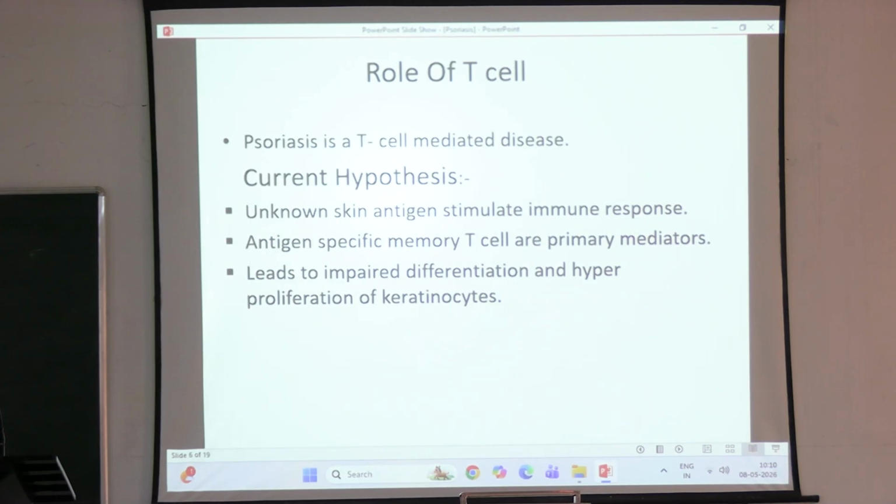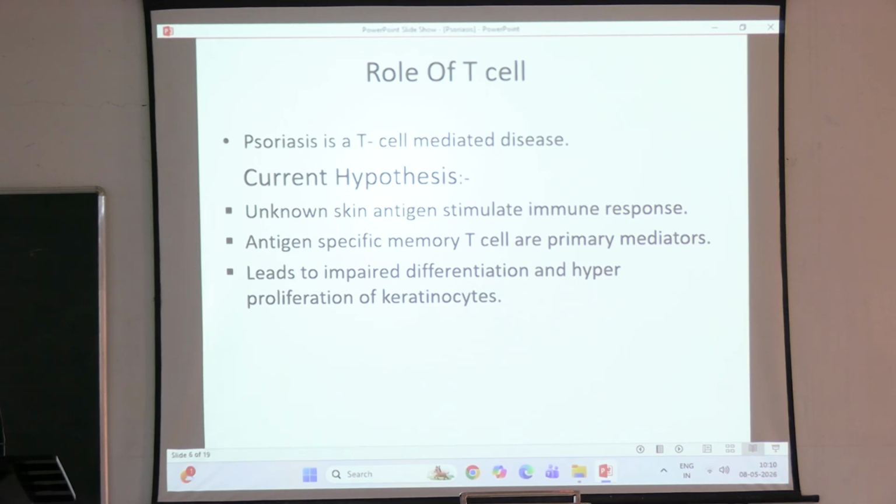Now coming to the role of T cell. The T cell plays a very crucial role in the development of the disease. As I have already told, there is a genetic factor, environmental factor, and immunological factor. All together play a very crucial role in the development of the disease.